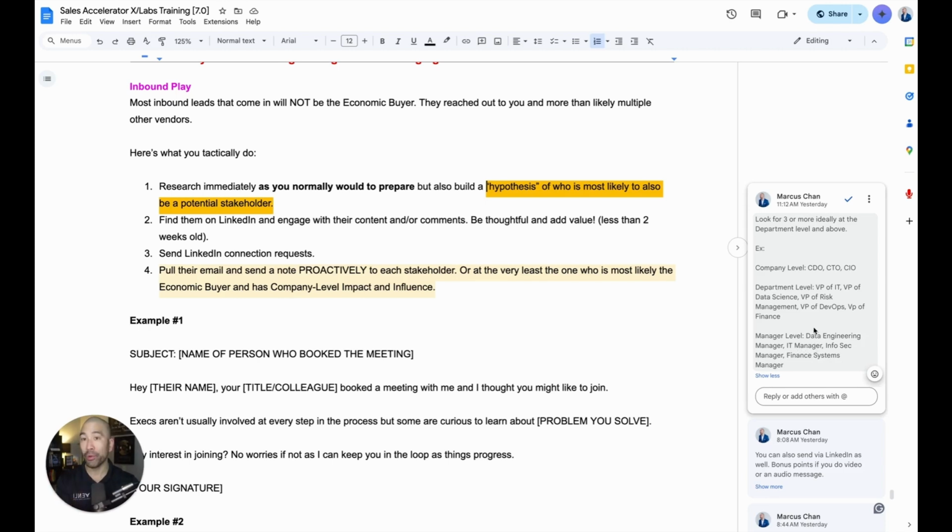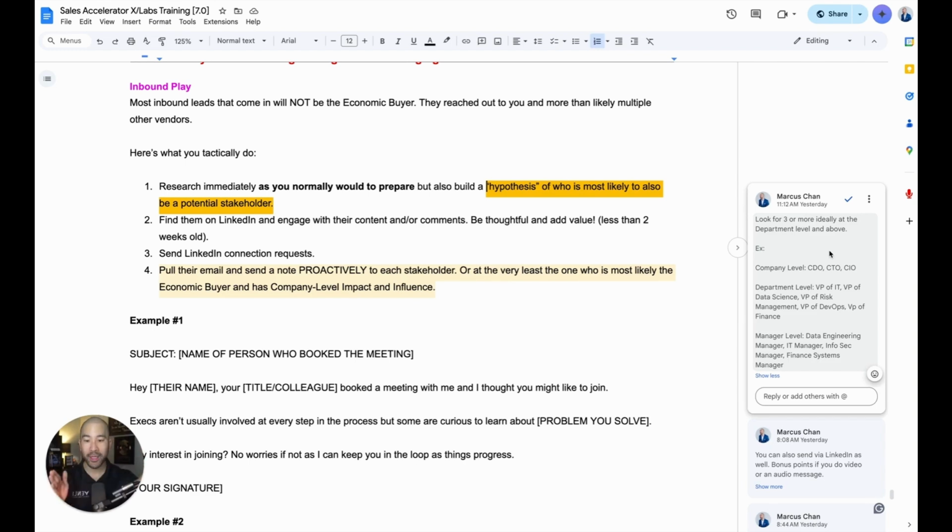Some examples of department level could be, you might want to look up who the VP of IT is, the VP of data science, the VP of risk management, VP of DevOps, VP of finance. Those are some examples right there, okay? At the company level, that could be the chief data officer, the CTO, the CIO as other examples. So you want to do your research and be like, all right, cool, at the very minimum, these 3 people I feel pretty good about who are probably going to influence the decision, okay?